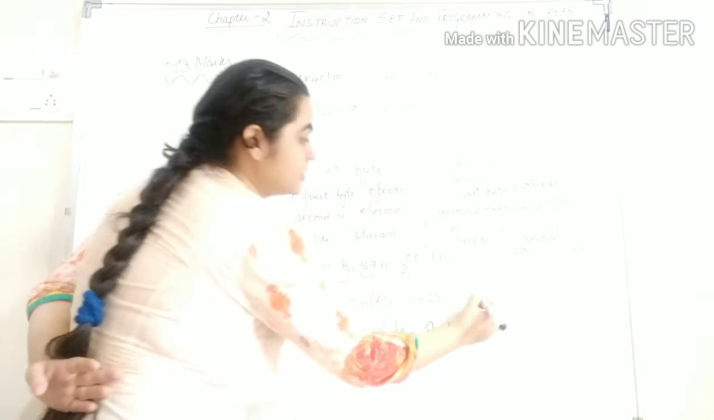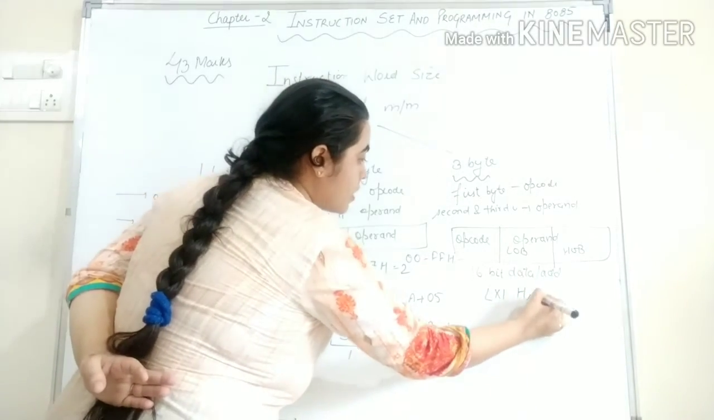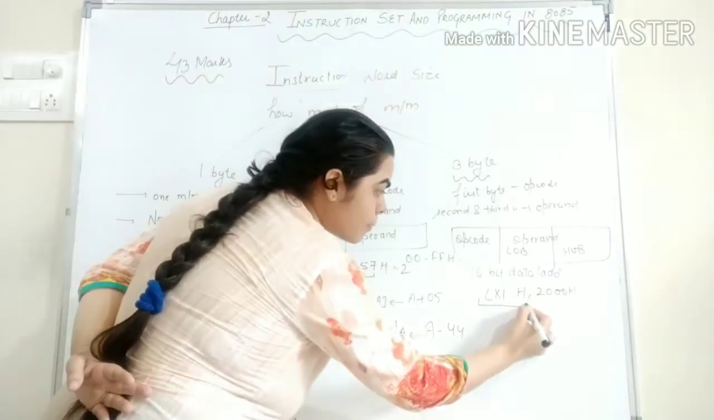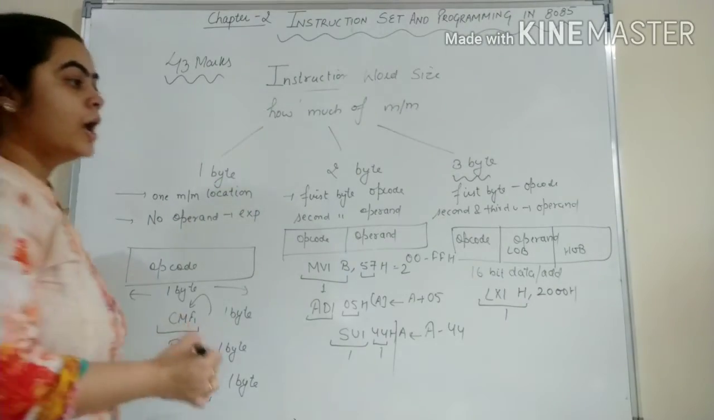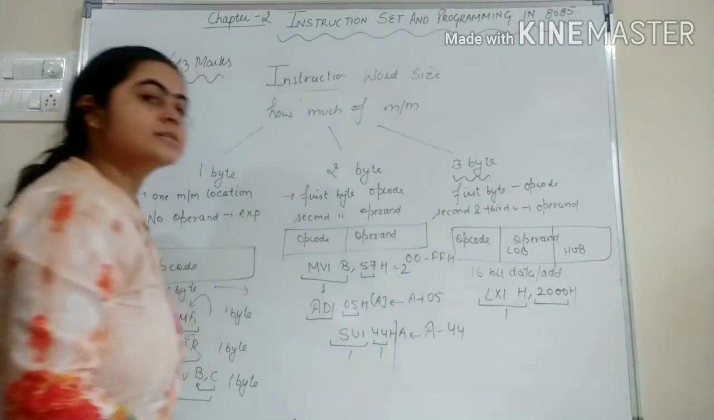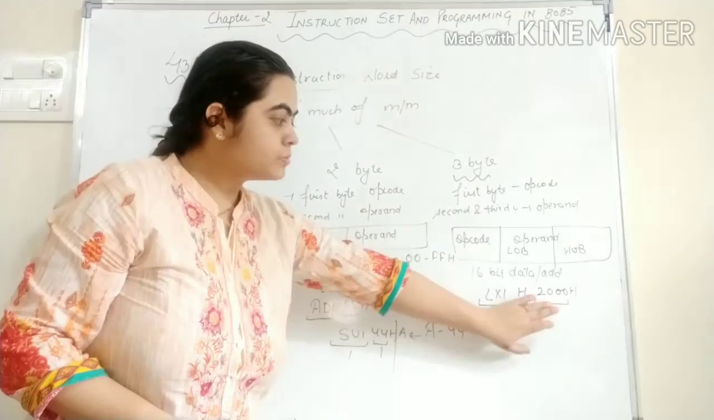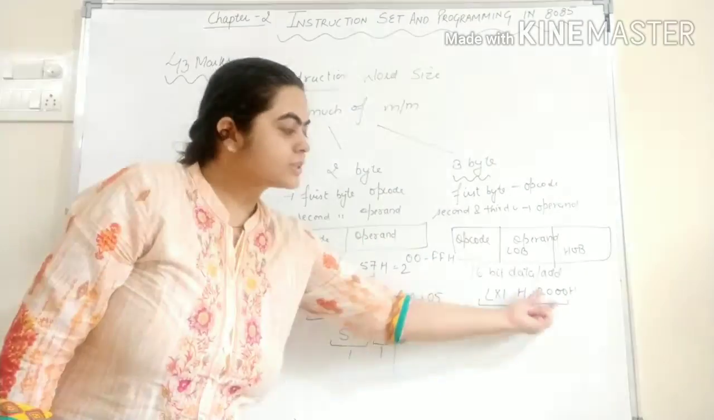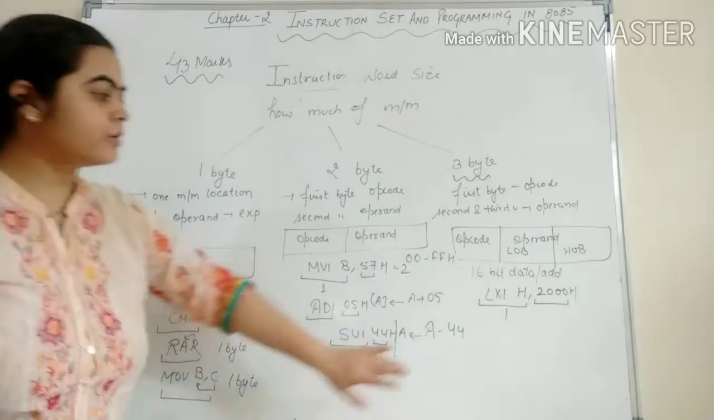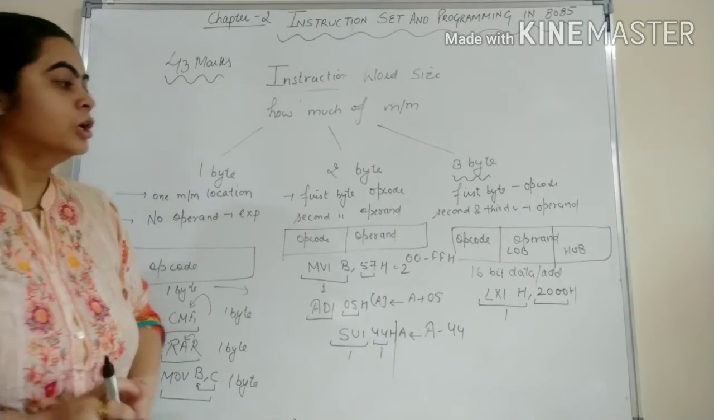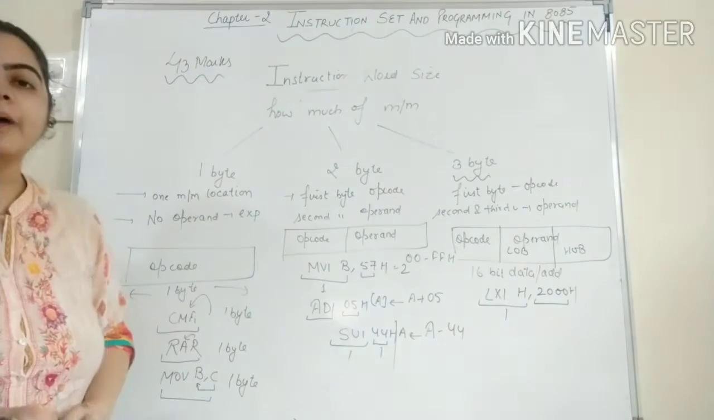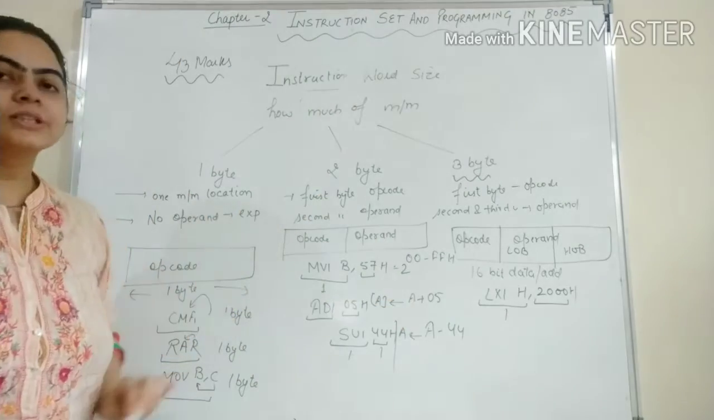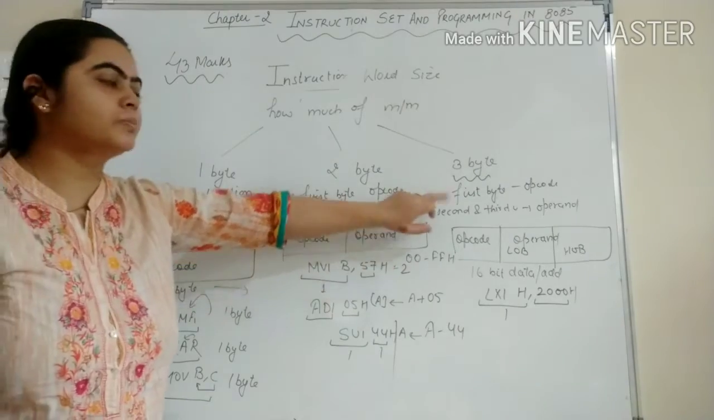For example, we have the instruction LXI H, 2000H. In this instruction, this is the opcode, which occupies 1 byte of memory, and this is the operand, which is 16-bit data. Out of the 16-bit data, 00 is the lower order byte while 20 is the higher order byte. So this 16-bit data occupies 2 bytes of memory while the opcode occupies 1 byte. So in short, this instruction occupies 3 bytes of memory. Any instruction which specifies the address explicitly comes under 3-byte instructions.